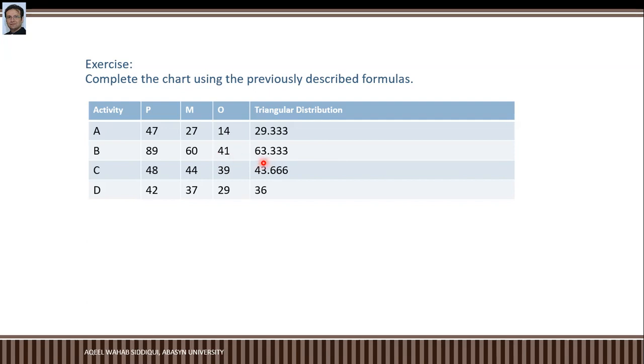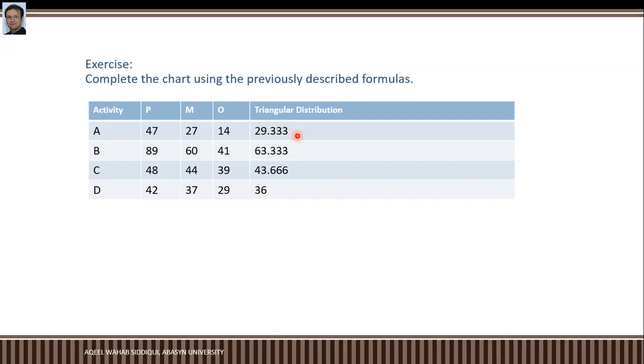Here you can add 48, then 44, then 39, which is 131, divided by 3 and the result is 43.66. Here you have 42 plus 37 plus 29, that becomes 108, divided by 3 and the result is 36. So this is how we calculate triangle distribution by using this formula. So you can see the difference between normal most likely value and triangle distribution.